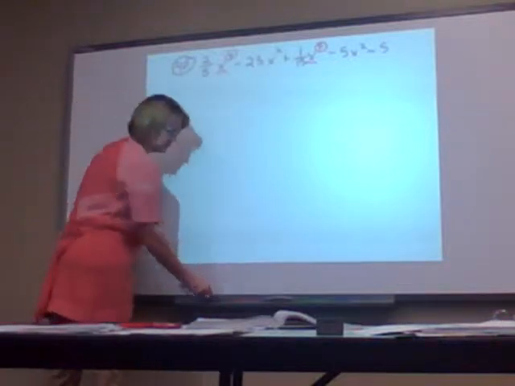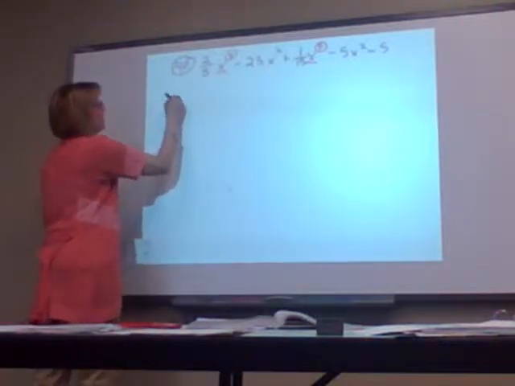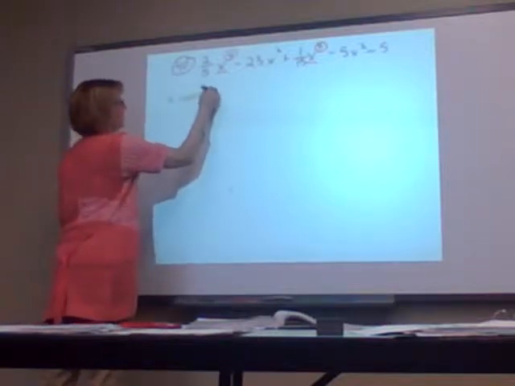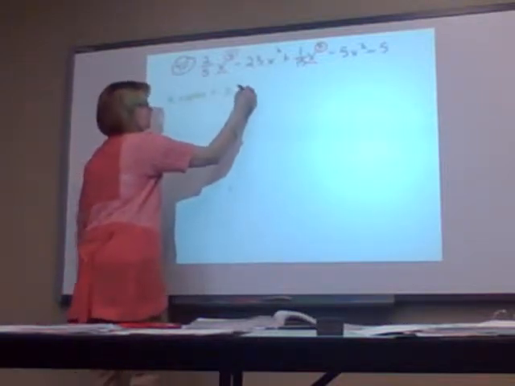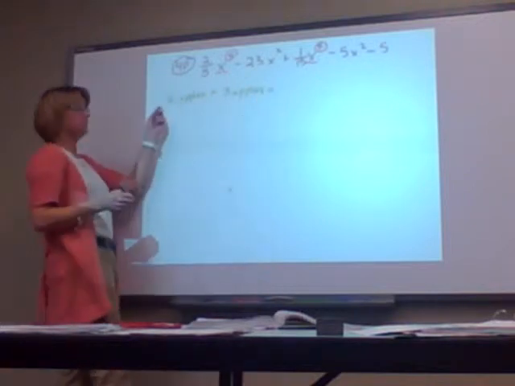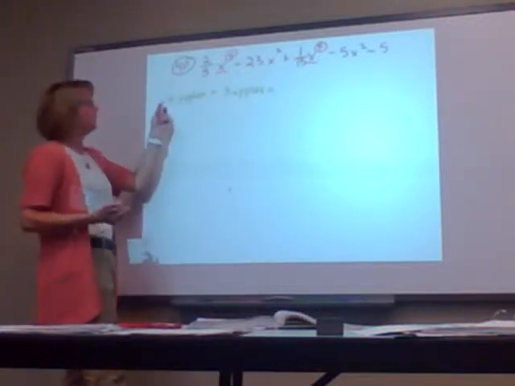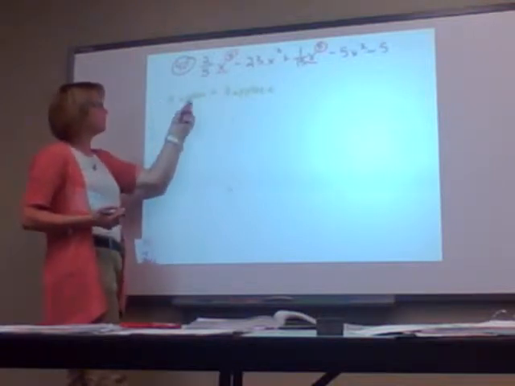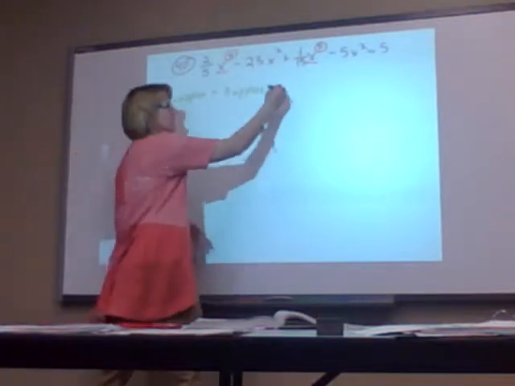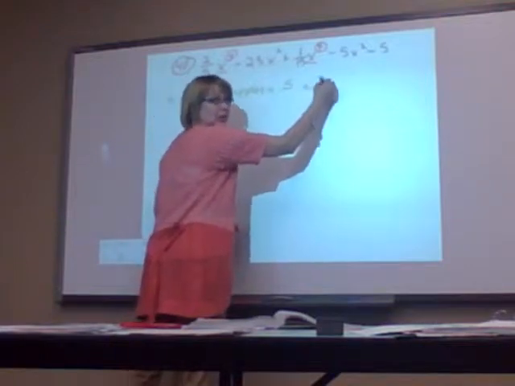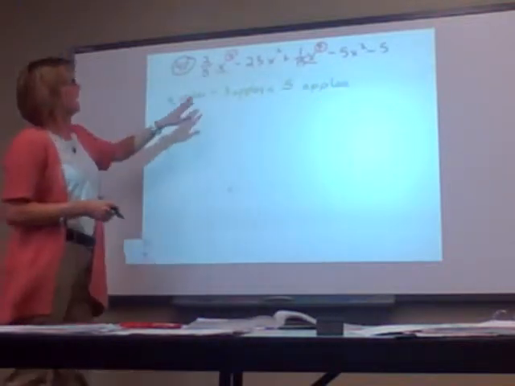Think of it like this. If I have 2 apples plus 3 apples equals 5 apples, right? But the apples don't change. Even though I add this plus this, I have 2 of those things plus 3 of those things, and now I have a total of 5 of those things, right? So the same thing happens with like terms.